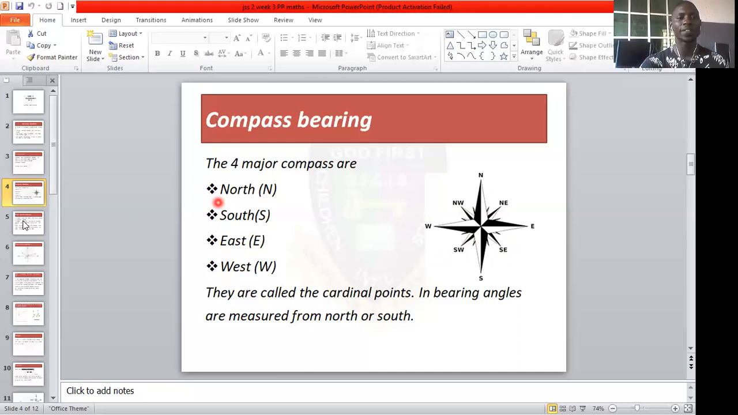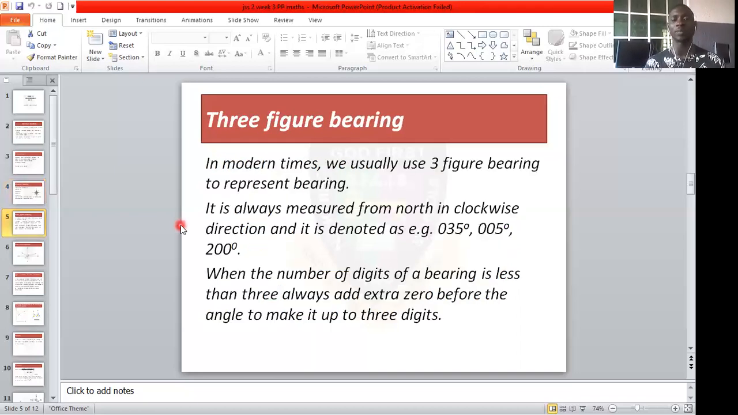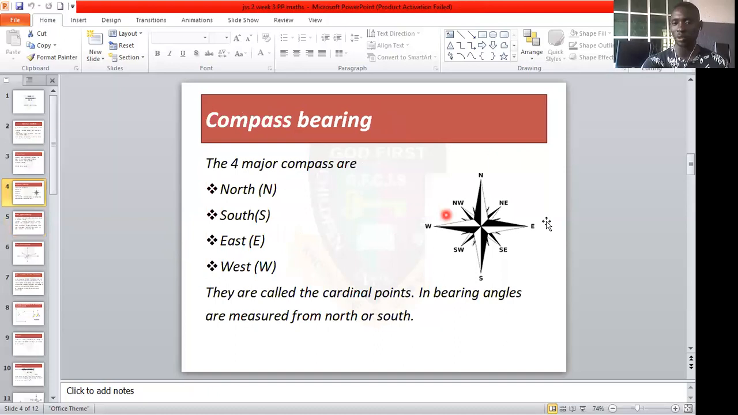So we go to 3-figure bearing. In modern times, we usually use 3-figure bearing to represent bearing. This is how we measure bearing now. It is always measured from north in a clockwise direction. You know what clockwise direction is? From north like this, in this direction, the direction of a clock. If you look at the clock in your house, it's always moving in a clockwise direction. The opposite of clockwise direction is anti-clockwise.